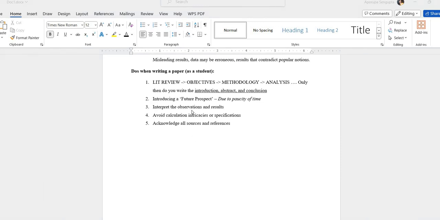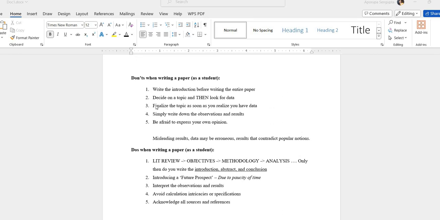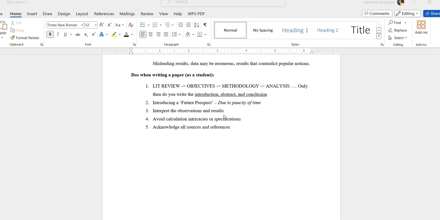So the third point is interpret the observations and results. As I mentioned, simply writing down the observations and results is a big no-no. So you have to interpret the results and observations and sort of find out what the implications are. The fourth point is avoid calculation intricacies or specifications.